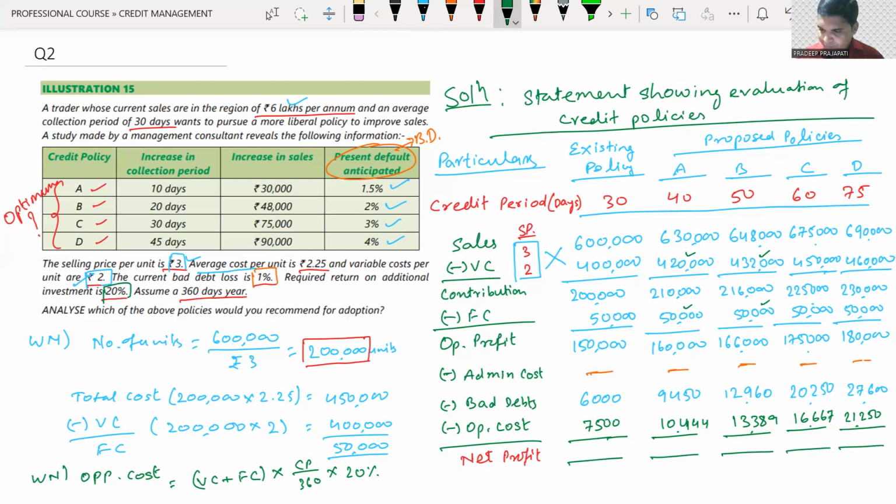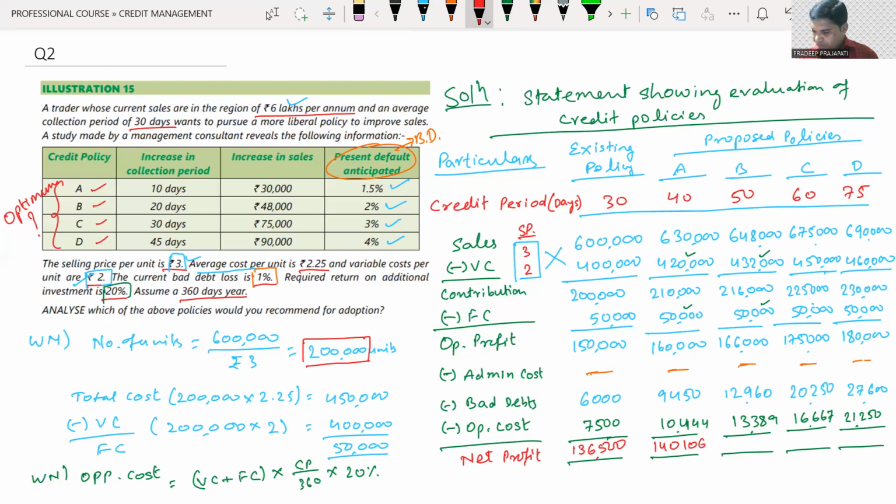So let's compute one by one. In first case, it is 1,50,000 minus 6,000 minus 7,500 comes to 136,500. Second option, 160 minus 9,450 minus 10,444 comes to 140,106.